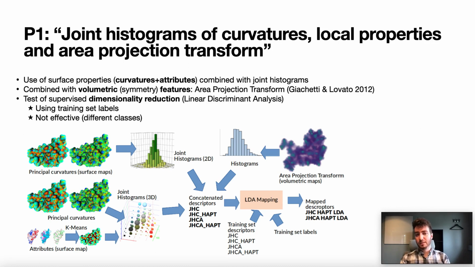So the first method estimates surface and volume-based shape descriptors, such as maximum and minimum curvatures and the area projection transform. Such descriptors are then combined into joint histograms and compared by using the Jeffrey divergence to obtain the similarity matrices. One of the 3 runs submitted by this participant considered a dimensionality reduction technique, namely the linear discriminant analysis, by directly applying it to the shape descriptors. The physicochemical properties were incorporated by partitioning the feature space into a set of regions, and then counting the number of vertices with features falling into each subregion.